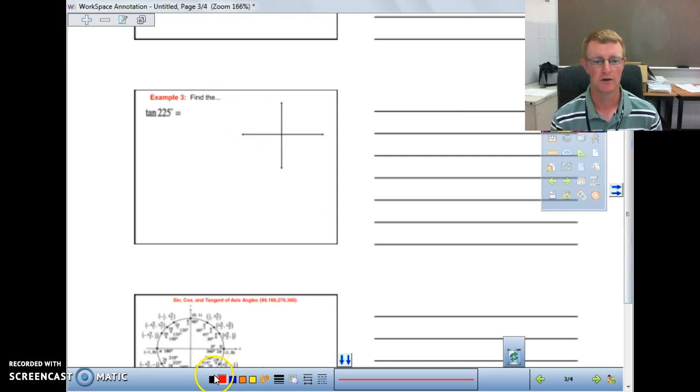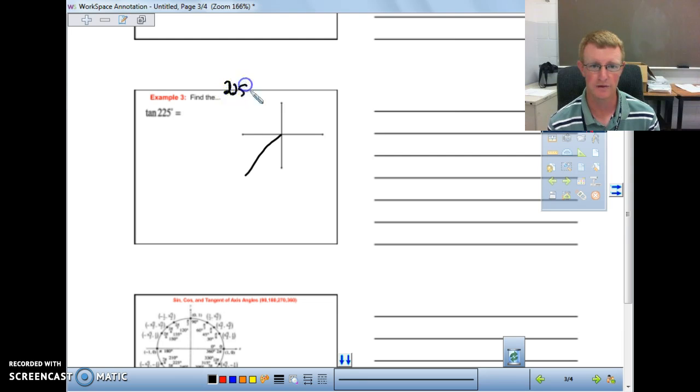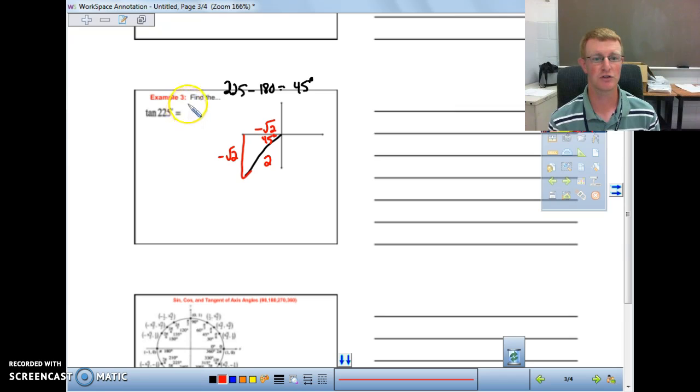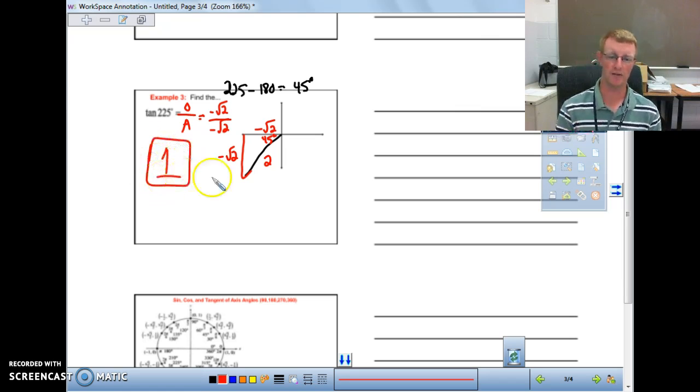Tangent of 225. Again, find out where 225 is on your graph. There's 225. Our reference angle is going to be 225 minus 180, which is equal to 45 degrees. So we have a 45 degree reference angle and triangle. Opposite of 45, in this case, is negative because we're below: negative square root of 2. To the left is, again, negative square root of 2. Our hypotenuse is 2. Tangent is opposite over adjacent, which would be negative square root of 2 over negative square root of 2. The negatives cancel out and the square root of 2 cancel out to be 1.